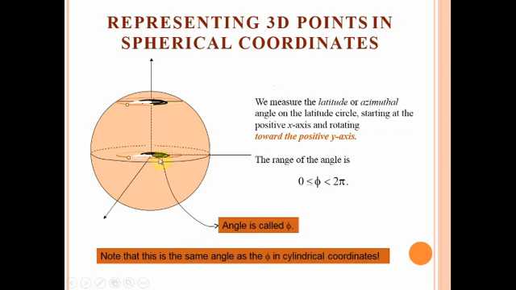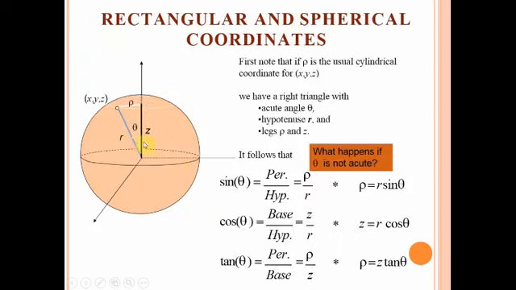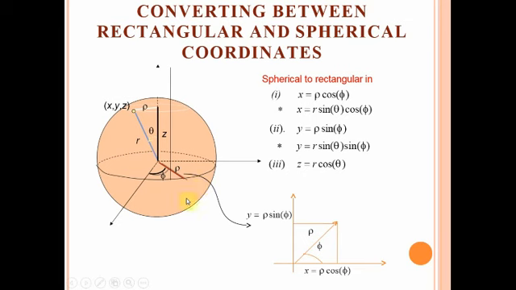Okay, so this has the value 0 to 2 pi, because it's the complete rotation over here. And we can easily find out that r is the distance of that point, right? And theta is the angle of that position vector r with the z-axis. Okay, so all these calculations have already gone through, I think. So converting between rectangular and spherical coordinates is very simple.